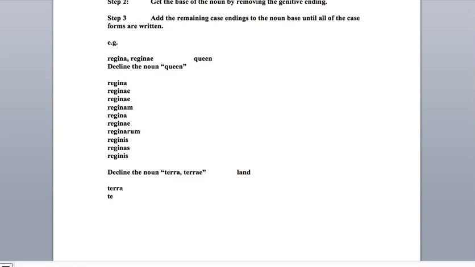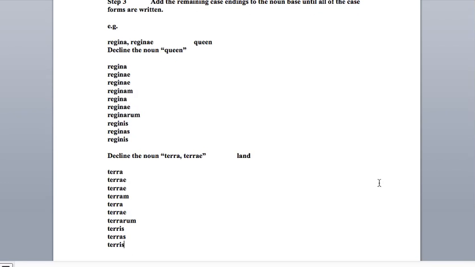So remember, you start by writing the nominative and the genitive form. You get the base of the noun by removing the genitive ending, so the base is going to be terr, T-E-R-R, and then you add the remaining inflectional endings until you have written all of the case forms. You should end up with 10 of them. So 1, 2, 3, 4, 5, 6, 7, 8, 9, 10. Good. We didn't miss any. Did you get it right?